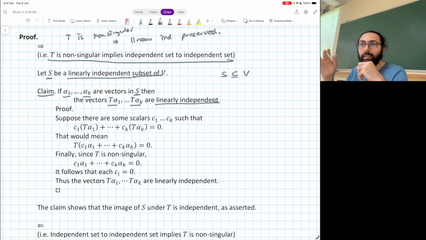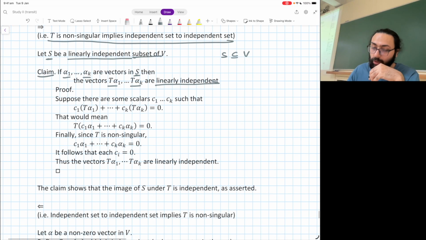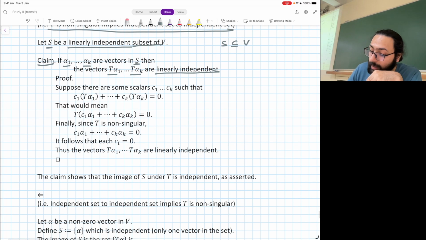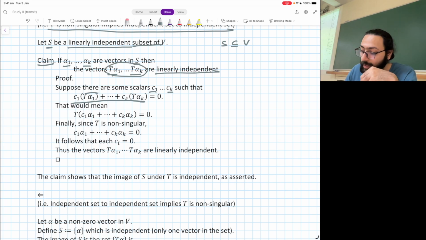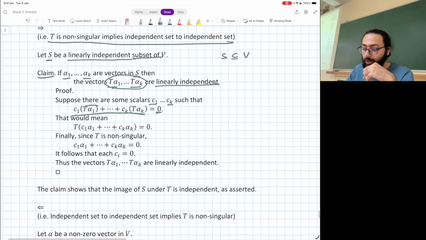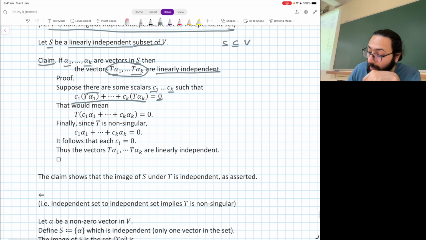So you already know that the vectors in S are linearly independent. Now we're going to apply the map T and take them from V to W, and we're going to argue that these new vectors are also linearly independent. How do you prove this? Suppose there are some scalars c1 to ck such that the linear combination of these vectors in W is 0. To show linear independence, we have to argue that the only way this can happen is when all the c's are 0. So how do we do it?